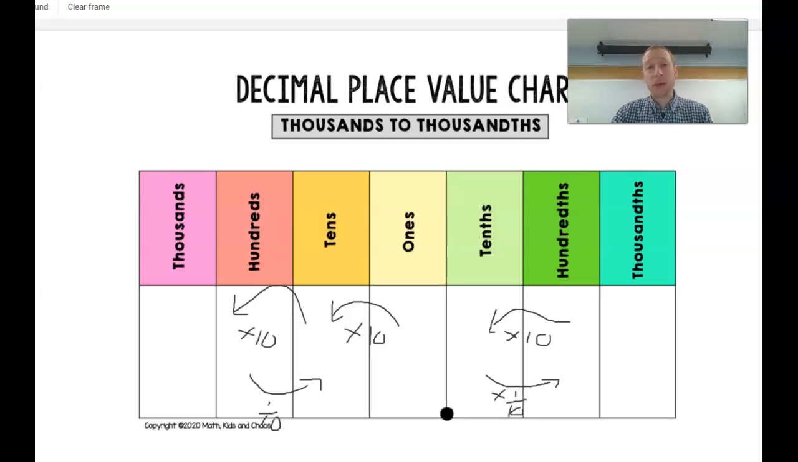Good morning. Today we're going to start a new unit on decimals. We're going to be adding, subtracting, multiplying, and dividing decimals. But before we do that, we need to learn the basics. How do you read decimals? And what is a decimal? How can we show it?